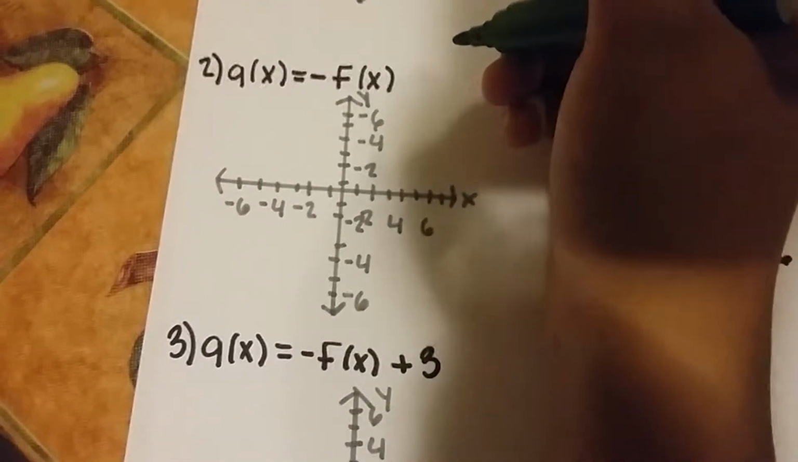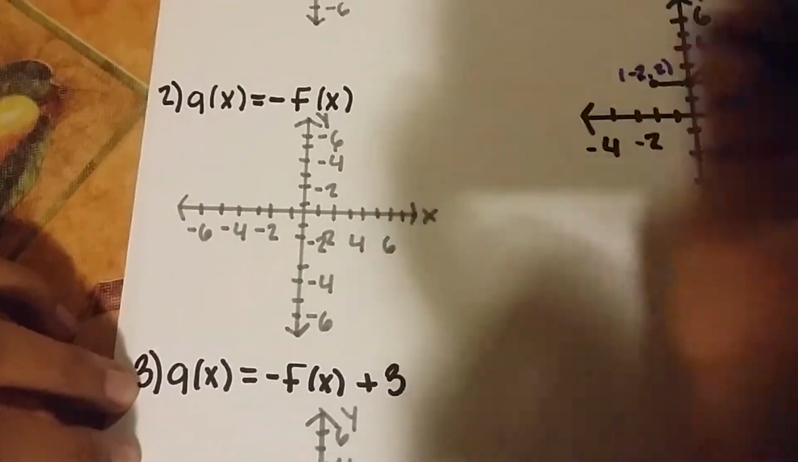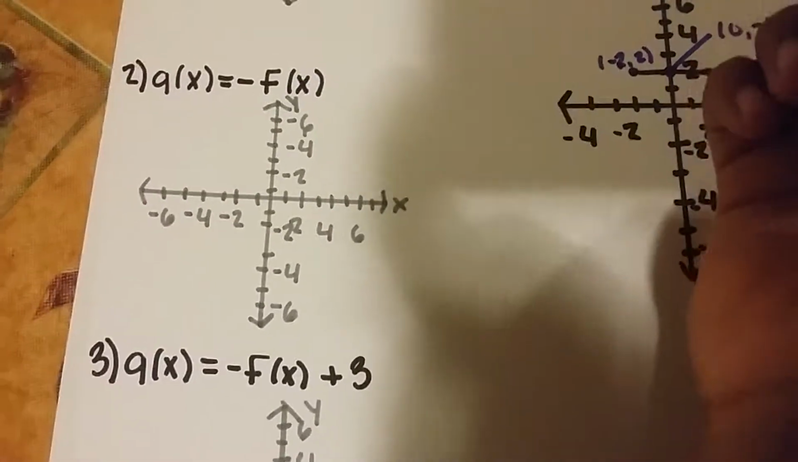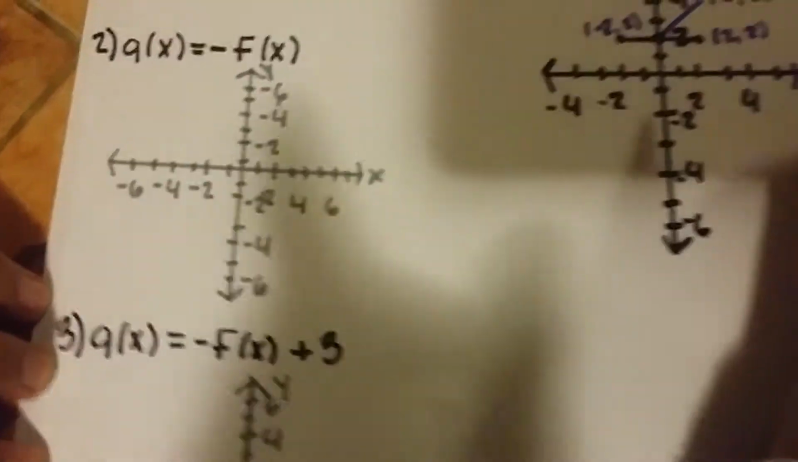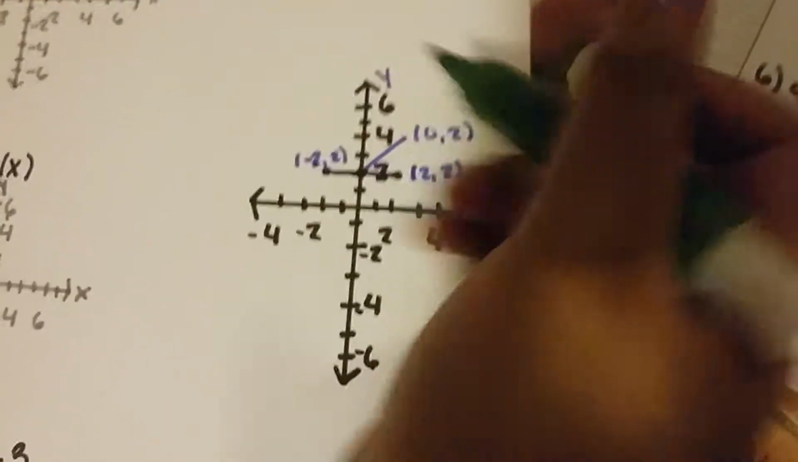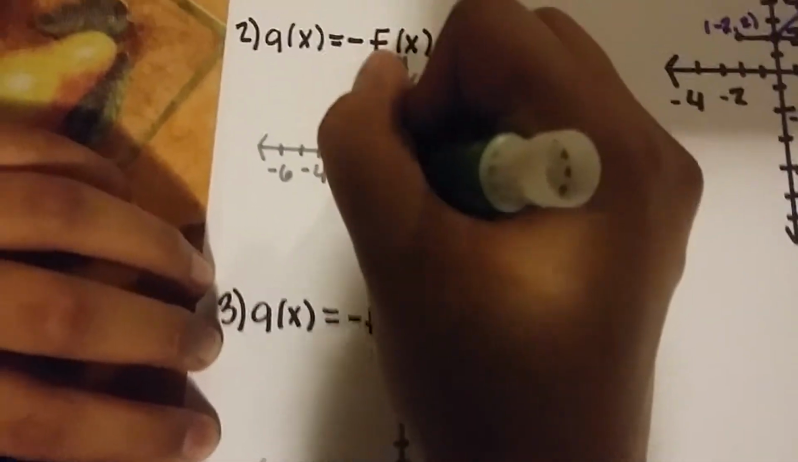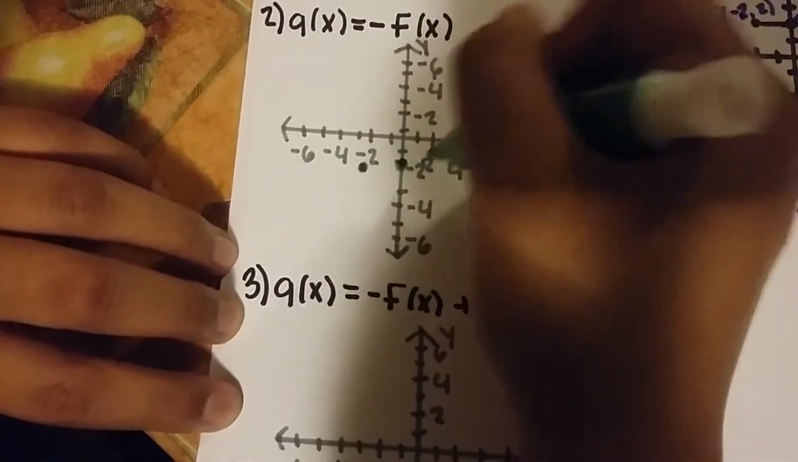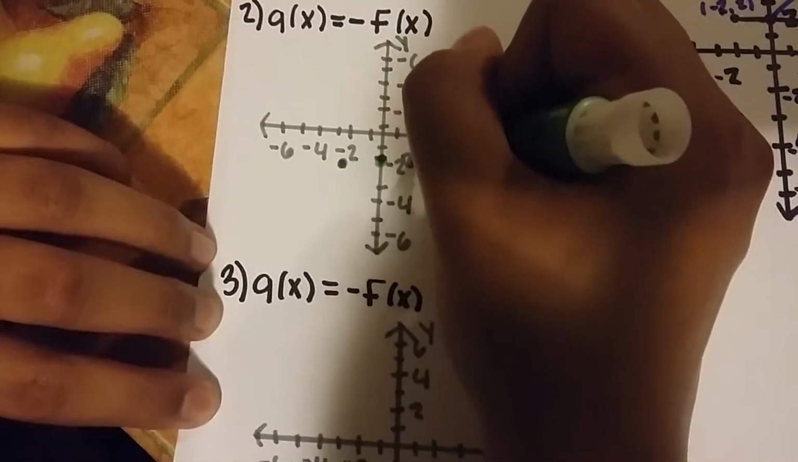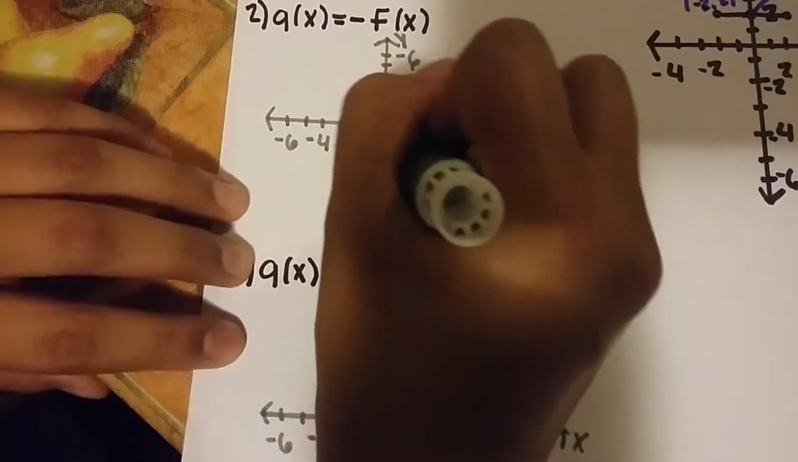For number 2, you have g of x is equal to negative f of x. If you have negative f of x, it will be a reflection over the x-axis. Therefore, you will move the example graph over the x-axis to be equal to negative 2, negative 2; 0, negative 2; and 2, negative 2. And this will be your graph.